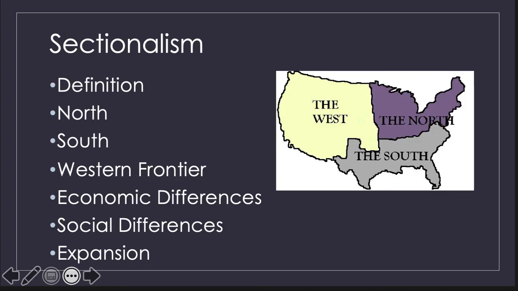Sectionalism. Now, when I explain sectionalism, this is very simple. When I say sectionalism, it's the same as nationalism, which if I ask you what is nationalism, you will say pride in one's country. Sectionalism is the exact same idea, but it is pride in your section of the United States. So what are our sections? We have the North. We have the South and we have the Western frontier.